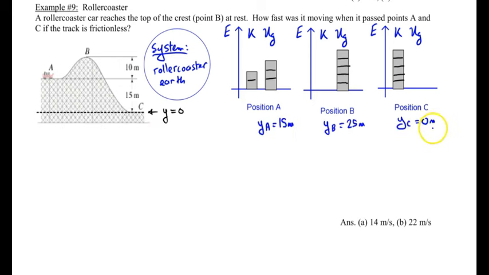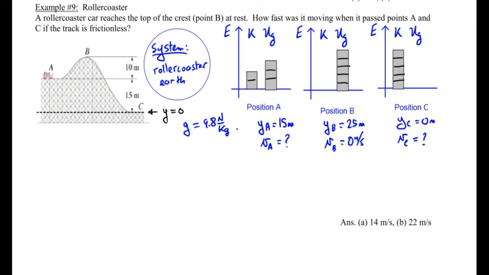So I know all these vertical heights. I also know that the speed at B is 0 meters per second. I do not know the speed at C, nor do I know the speed at A. I also know constants like g is 9.8 newtons per kilogram or meters per second squared, and that's going to be helpful as well.